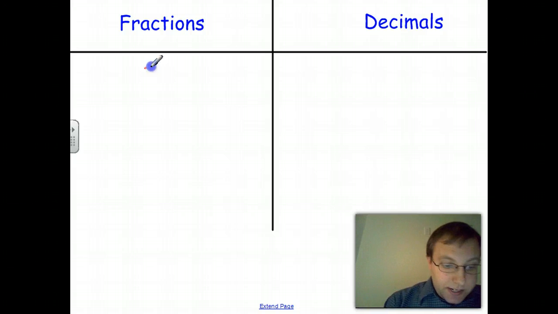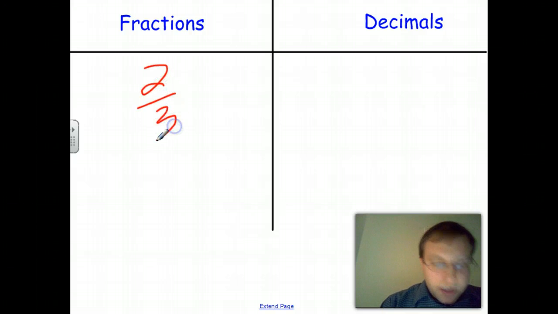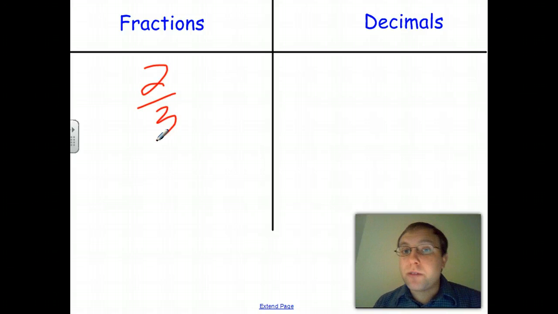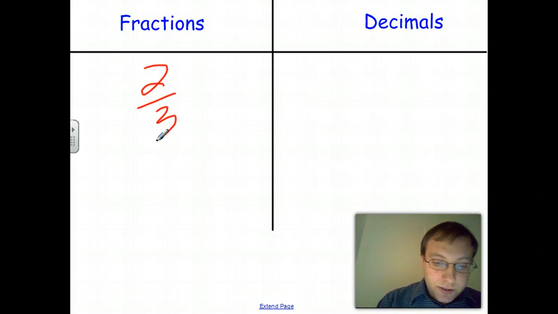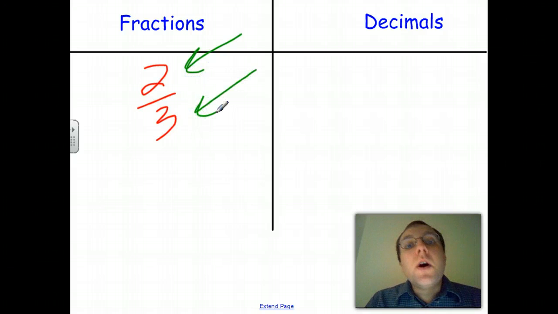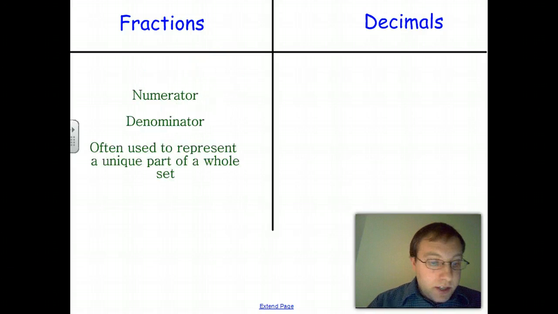Now a fraction we know is a number like 2/3, which represents parts of a whole. It's still a number, representing perhaps a part of a whole, could be mixed, could be improper, but has a numerator set over a denominator with a fraction bar in between. So fractions are numerator, denominator, and they're often used to represent a unique part of a whole set. 2 out of 3 apples, 8 out of 12 pizza slices, etc.